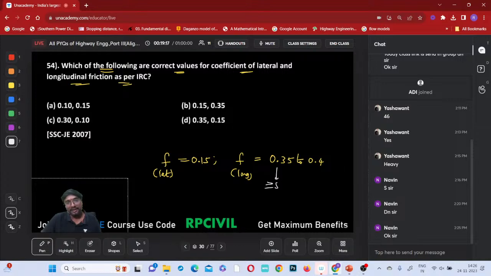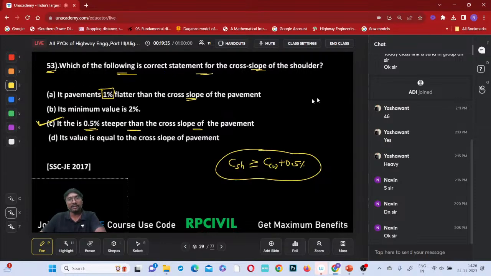That is for speed greater than or equal to 80 kmph. And 0.4 is for speed lesser than or equal to 30 kmph. So these are the values. Which one is the correct answer? The first one is lateral friction, 0.15, and 0.35 for longitudinal. Is it clear?